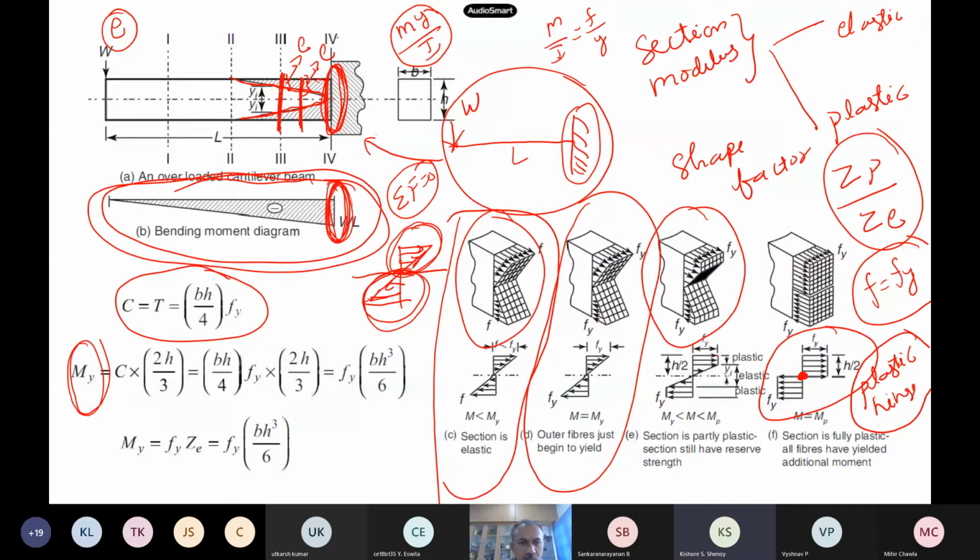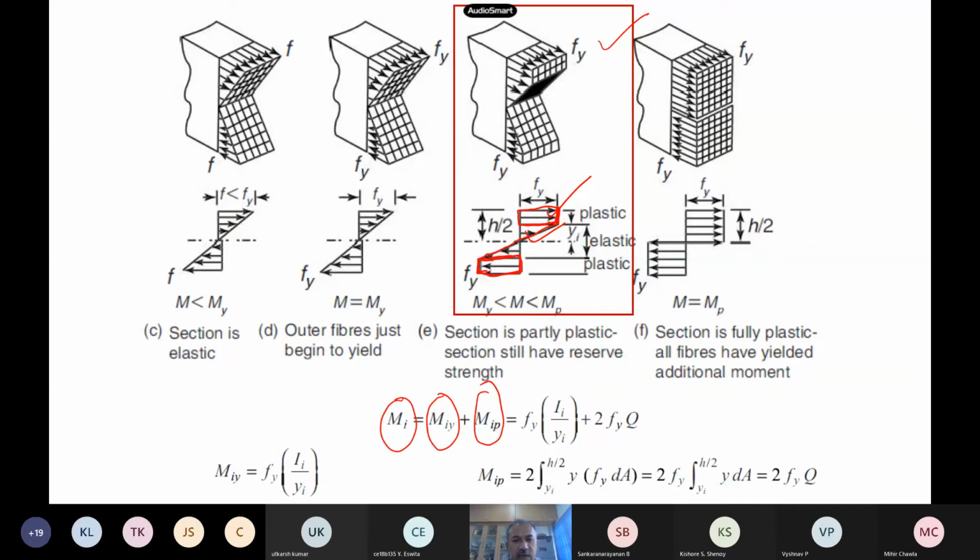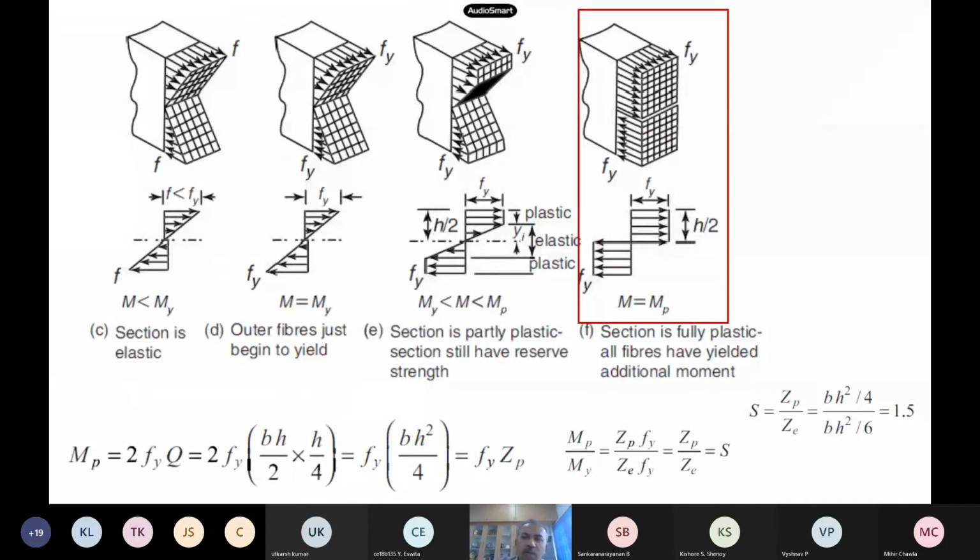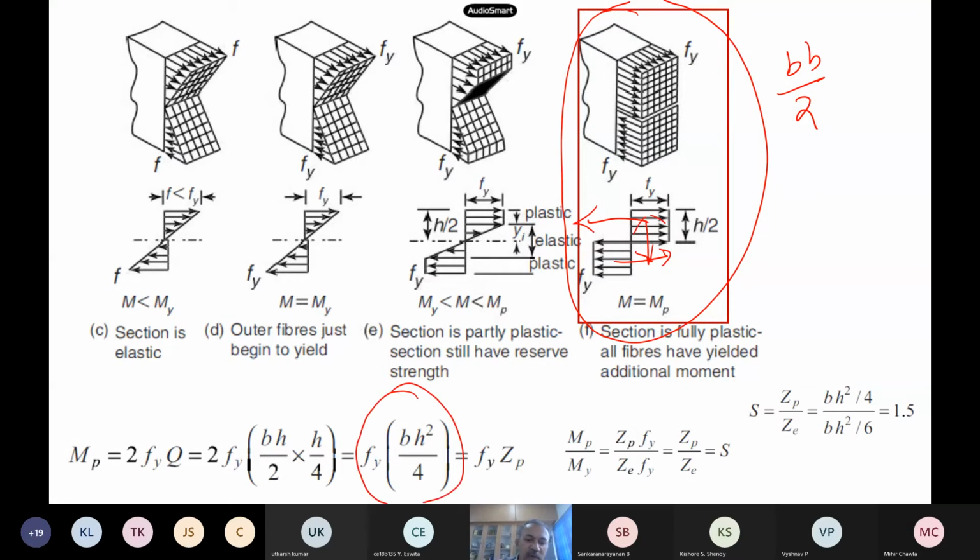It is the whole thing by 2. The whole thing has got plastified. You followed, right? So now if you come to this region, everything has plastified. It is very simple. The area is nothing but B into H by 2 itself. The area of the compressive portion is B into H by 2, and then you find out the lever arm between these two. Finally this turns out to be BH squared by 4. So Fy into Zp, where Zp is BH squared by 4 actually.